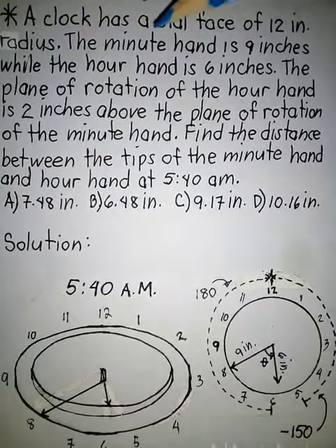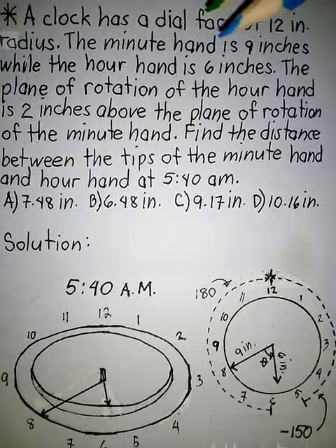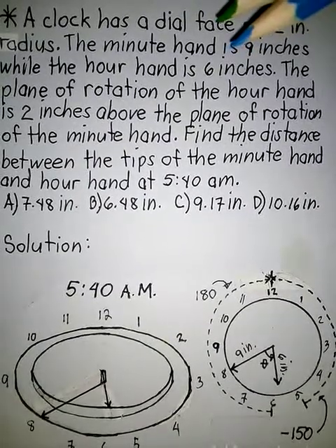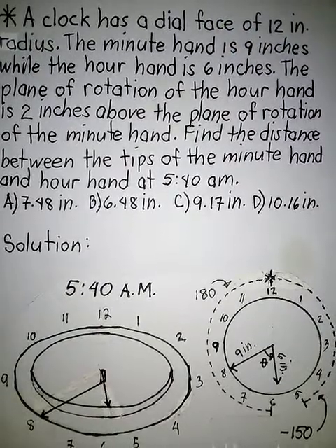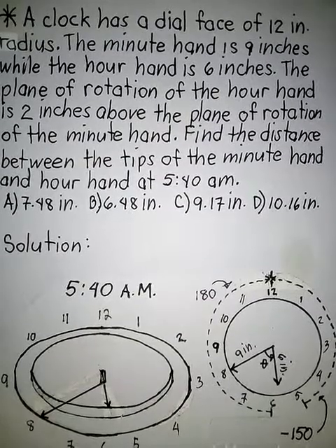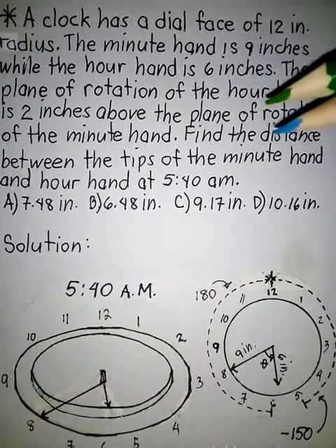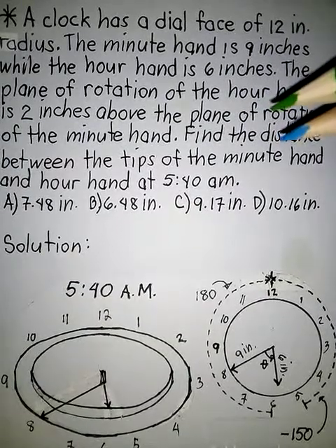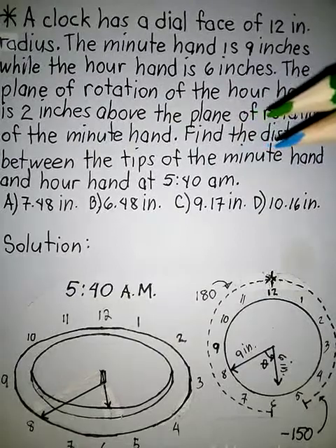A clock has a dial face of 12 inches radius. The minute hand is 9 inches while the hour hand is 6 inches. The plane of rotation of the hour hand is 2 inches above the plane of rotation of the minute hand. Find the distance between the tips of the minute hand and hour hand at 5:40 a.m.